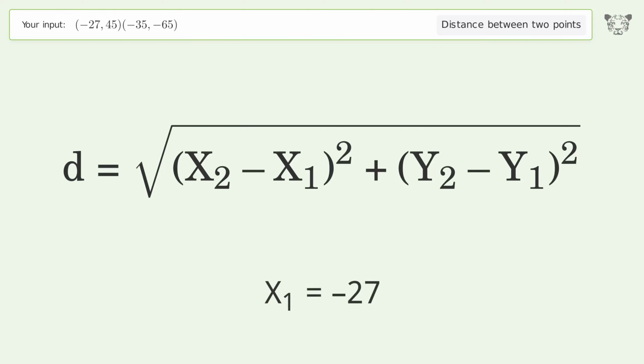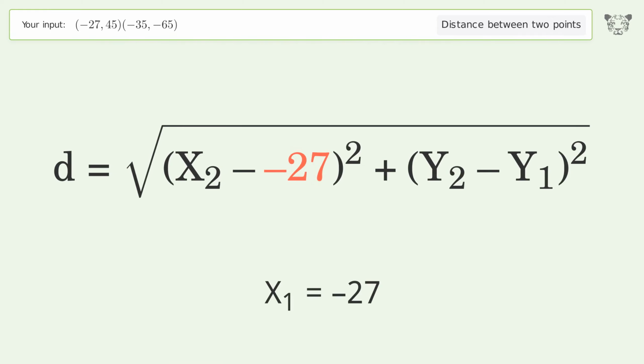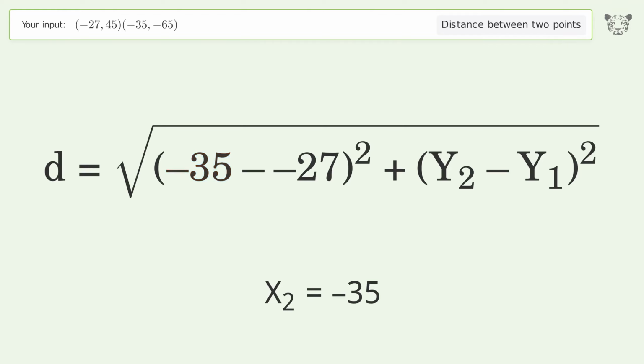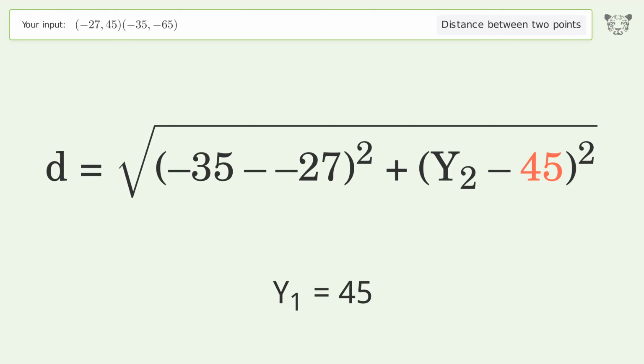x1 equals -27. x2 equals -35. y1 equals 45. y2 equals -65.